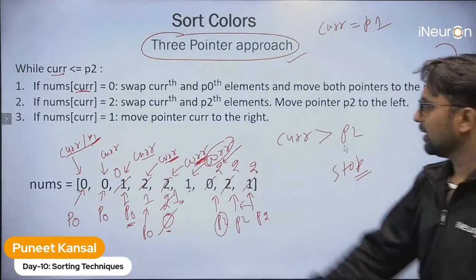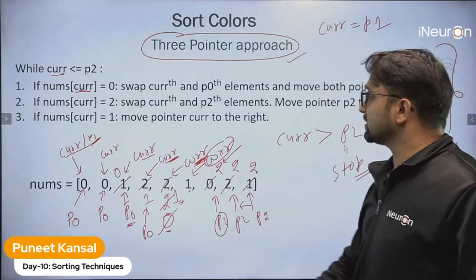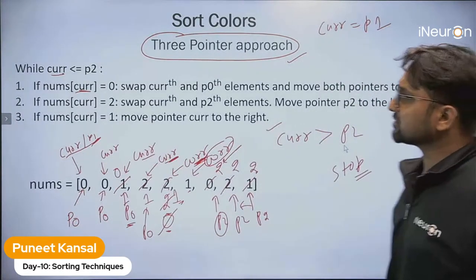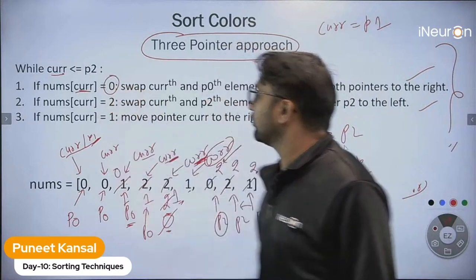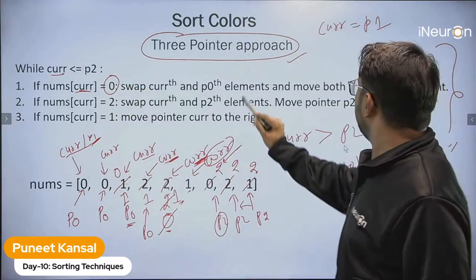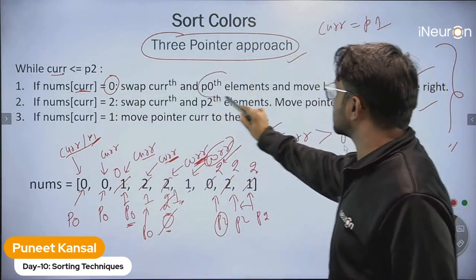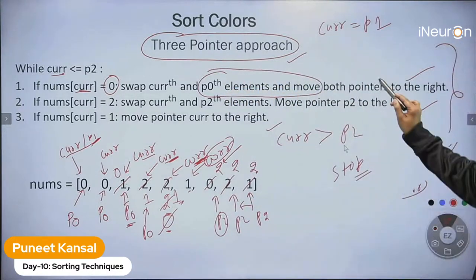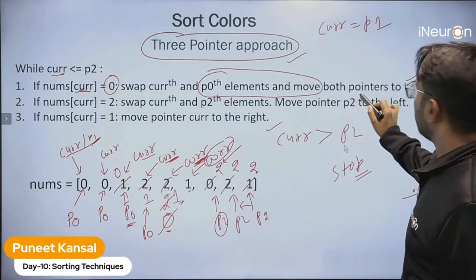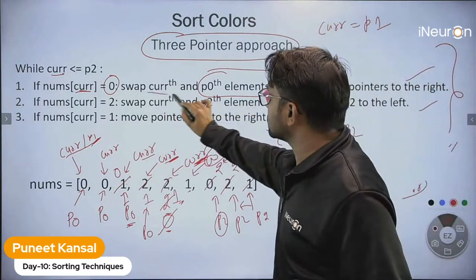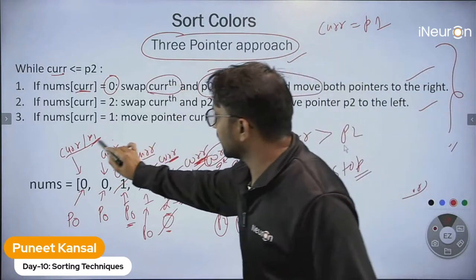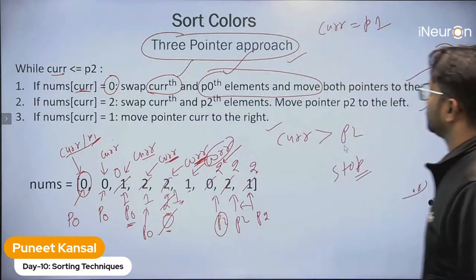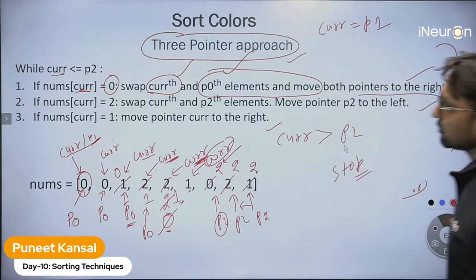Okay, so this is what we are doing. We are just performing 3 steps. In the first step, whenever we are finding 0, we are moving our P0 pointer, but not only P0, we are moving the current pointer also. Both we are moving. The moment we find 0, we move current pointer and P0 pointer both. Fine.